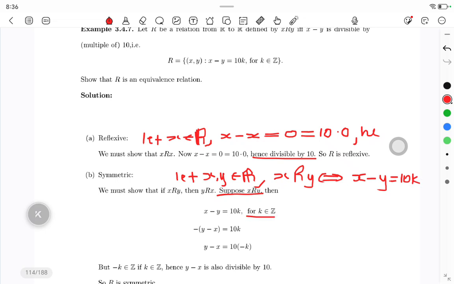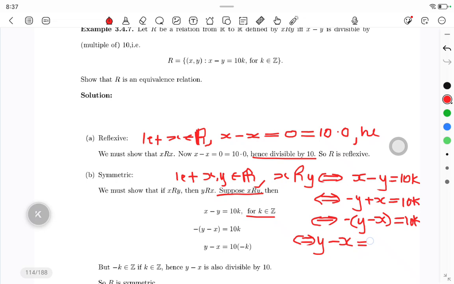You write that also. Then we show that if I commute these two, I'm going to commute them like this because they're on the same side, right? So when they're on the same side, you commute them like this, you don't take them to the other side. Then after commuting them, I factor out the negative. When I divide both sides by negative, the negative will be taken by k. This will be y minus x, which is equal to 10 times minus k. You see, right? So here they just skipped this step of commuting.